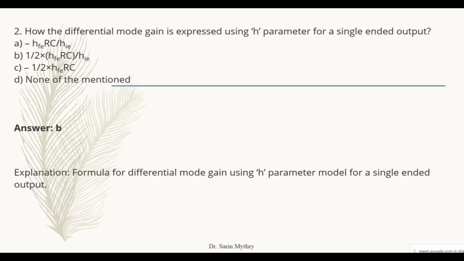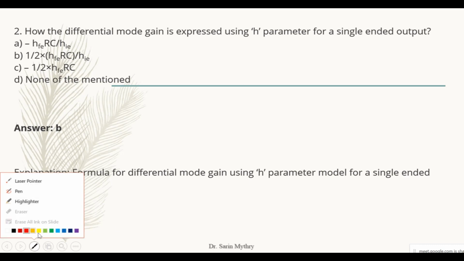Now the next one. How is the differential mode gain expressed using H parameter for a single-ended output? We are having a single-ended output, meaning what? The input can be single-ended or else it can be double-ended. It can be dual input or else a single input can be there, but ultimately it is having only one output. For that kind of operational amplifier, you can assume that the input of your op-amp can be anything.